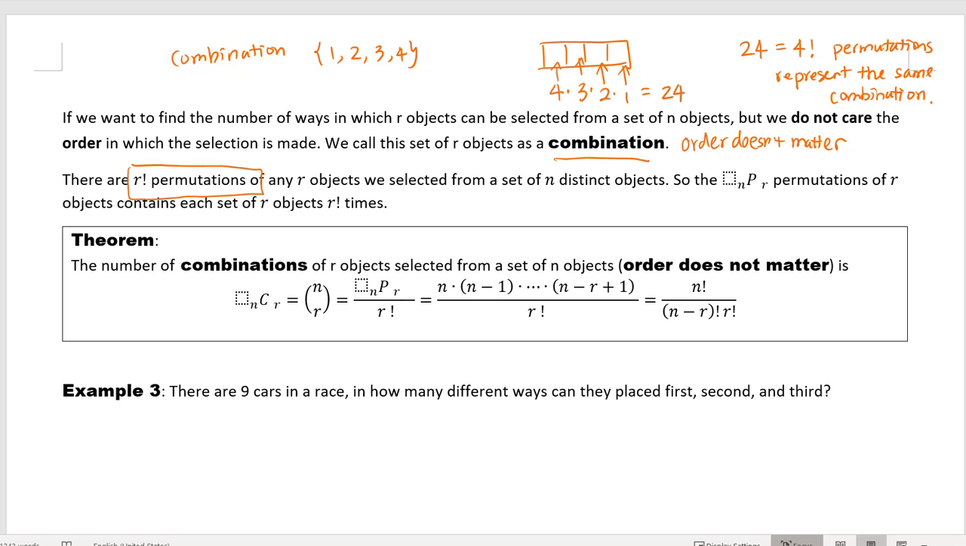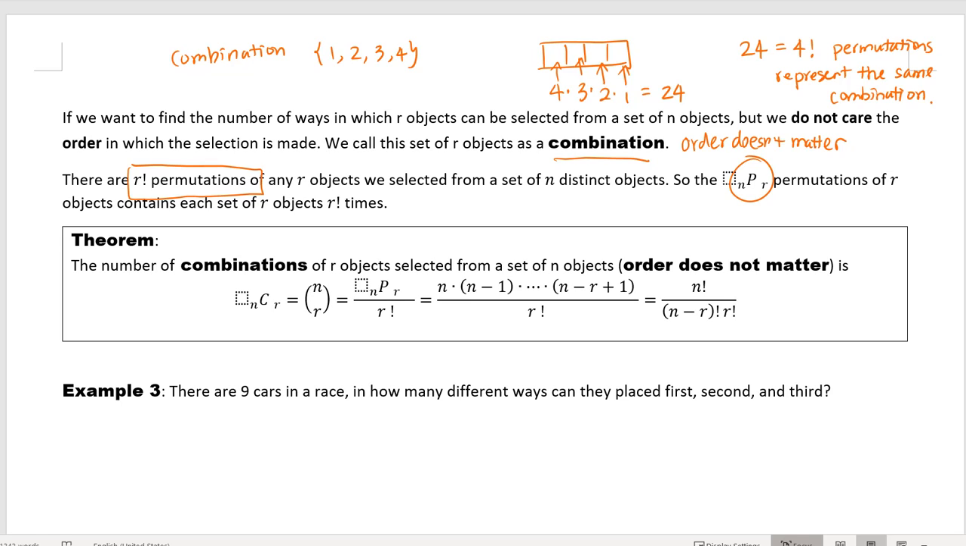So if we want to count the number of combinations, we first look at the permutations. We have n objects and we want to choose R objects, so there are permutation n choose R that many permutations. And then we think about how many permutations represent the same combination.